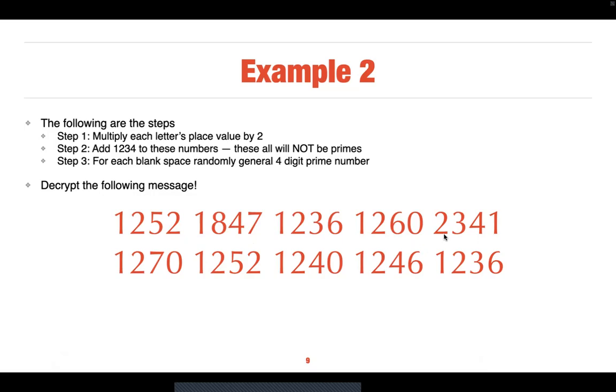So all the prime numbers are spaces. We can directly see that. The second one is a prime number, and this other one is a prime number. So these are the spaces. Apart from these, all others are alphabets. So okay, I'm showing the string.